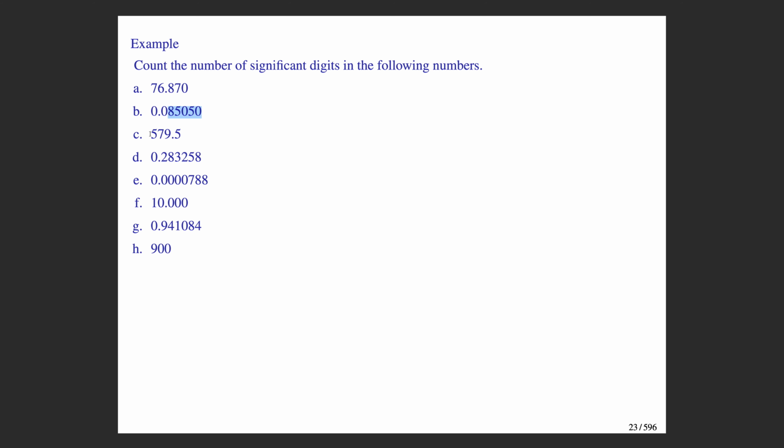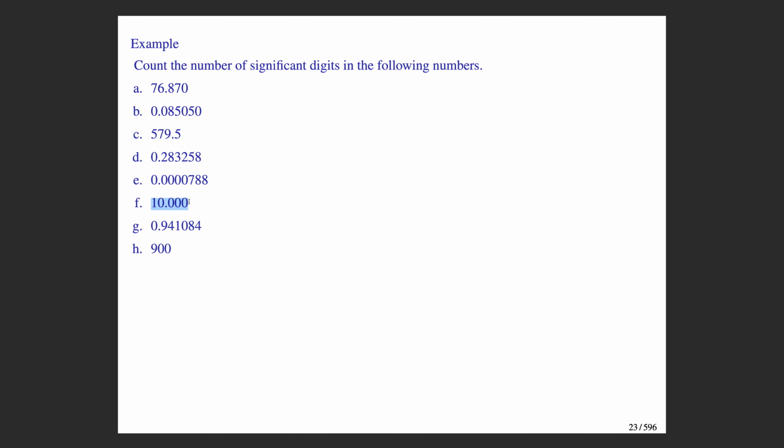In part C, all 4 digits are significant. In part D, these 6 digits are significant. For part E, none of these leading zeros are significant. The significant digits are these last 3.